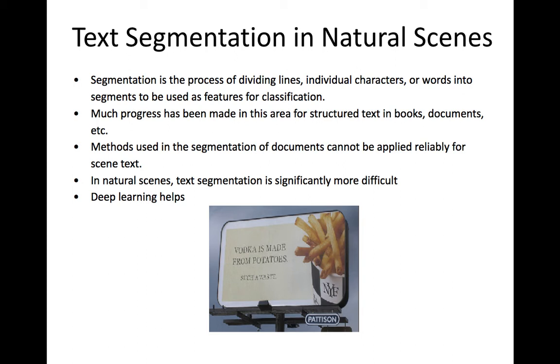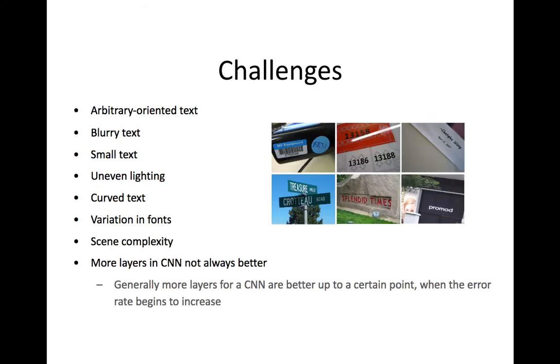There are all sorts of difficulties in dealing with natural scene images or text in those natural scenes. Deep learning is something that's used nowadays. Some of the challenges are that there are multiple orientations of the text. They can be blurry. There are numerous different fonts, and so on. Often CNNs are used generally.